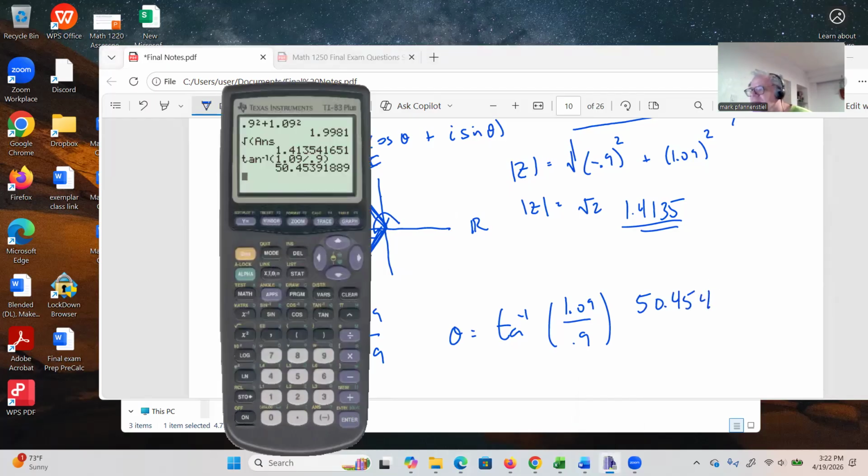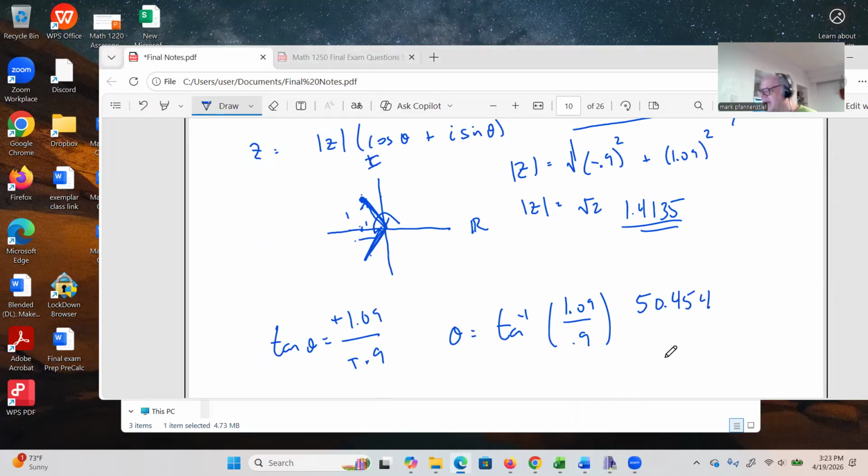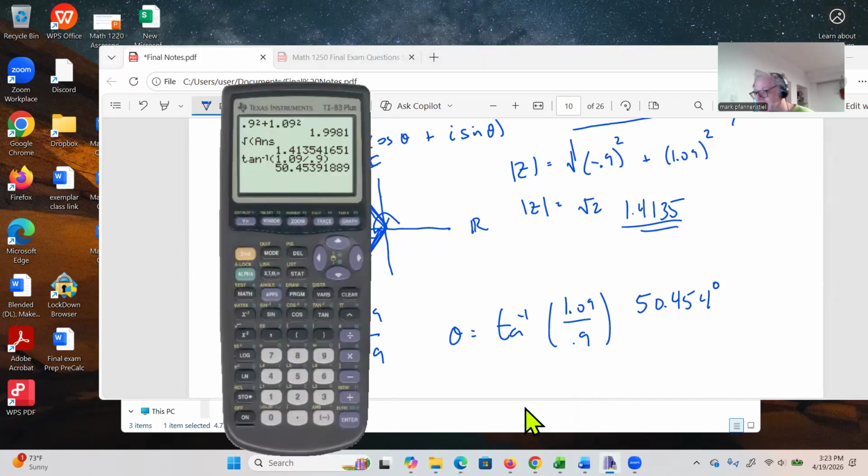I wish I did. So that's my degrees, right? That's what we're doing. It's not quite done yet. We have to add 180 to that because that's the actual angle.